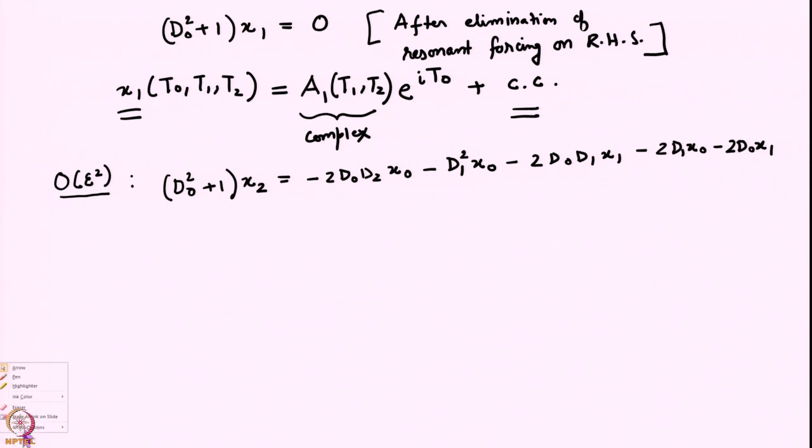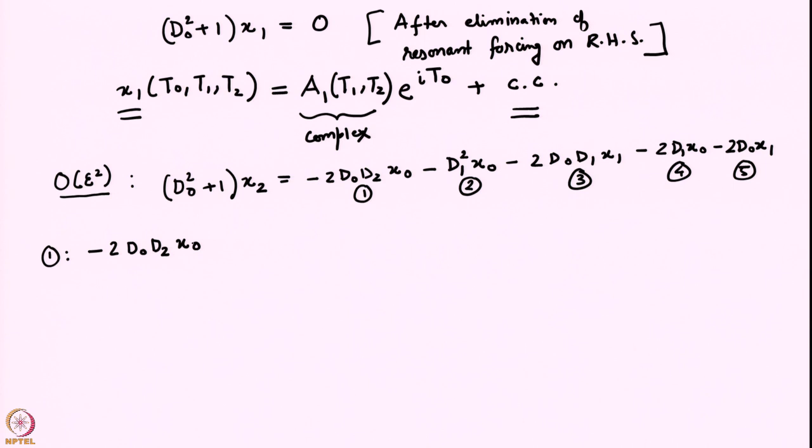Okay, so let's do this. You can see that all the terms on the right hand side are known, because we now know what x0 and x1 are. We only have to take the derivatives. So let's do them one by one. I'll call this term 1, term 2, term 3, 4, 5. So term 1 is minus twice d0 d2 of x0.